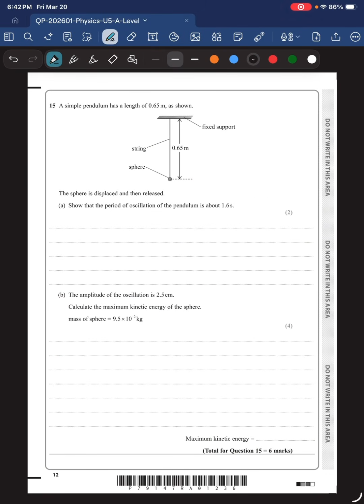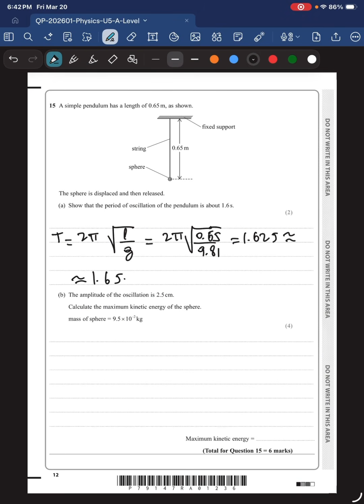A simple pendulum has a length of 0.65 meters as shown. The sphere is displaced and then released. Show that the period of oscillation of the pendulum is about 1.6 seconds. Okay, for this one, we can simply plug in the formula. So 2 pi and then the square root of the length over g. So that's 2 pi and then the square root of 0.65 over 9.81, which is about 1.62 seconds or 1.6 seconds.